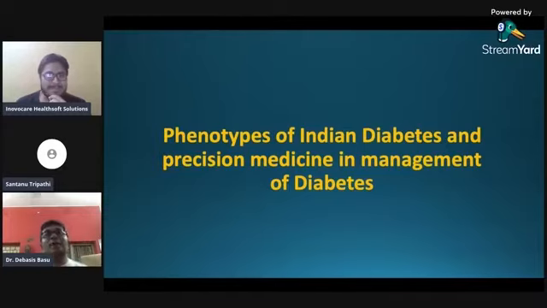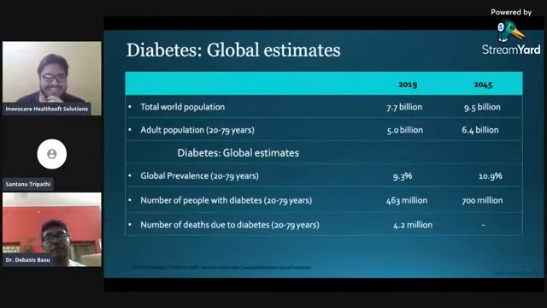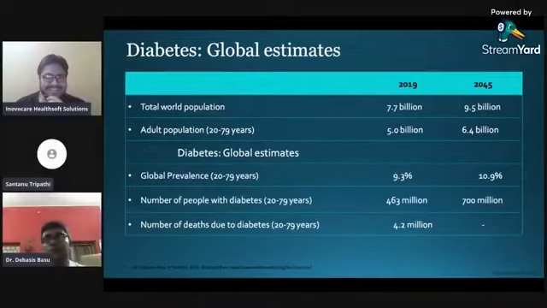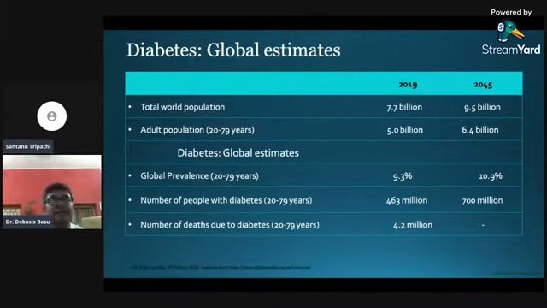Okay, very well. So I'm sorry I kept you waiting, but this is the global estimate of diabetes population, and I'm very proud to say that I sincerely believe that we are the diabetes capital of the world, though the statistics talk about China because they have a better census mechanism.